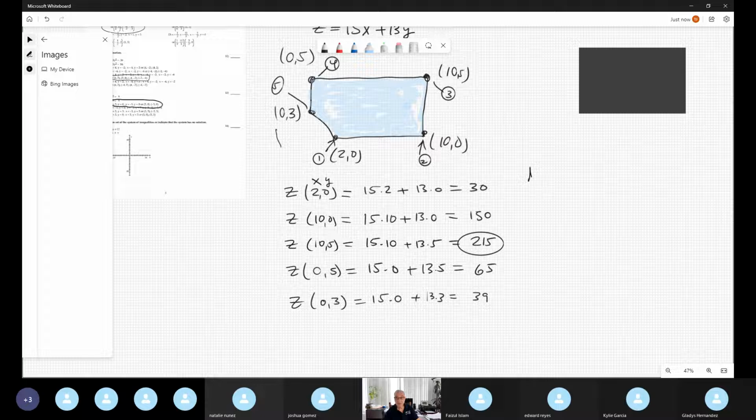So the maximum of Z is equal to 215. But it's important to say it is attained at x equal 10 and y equal 5. That is the point.